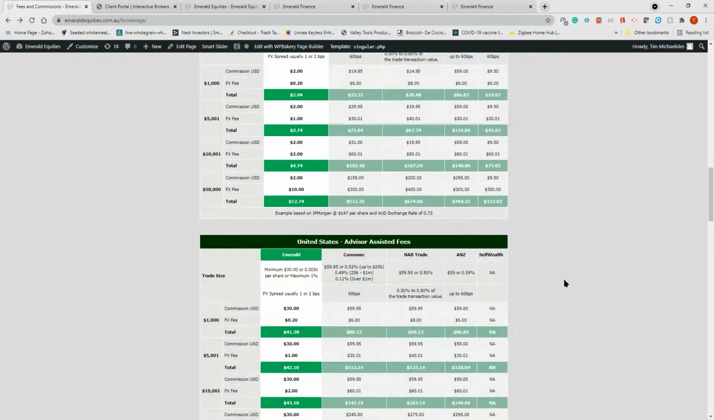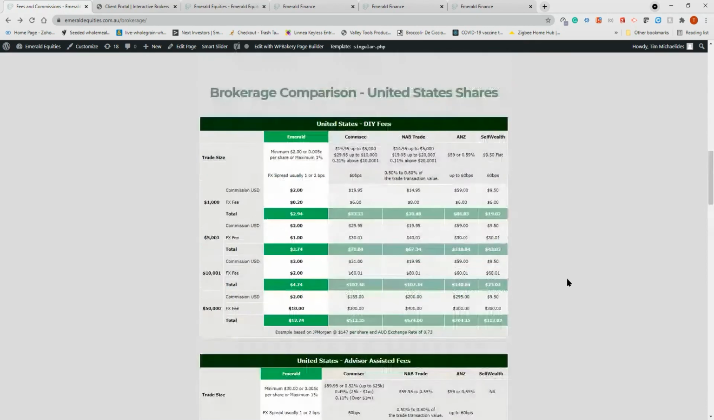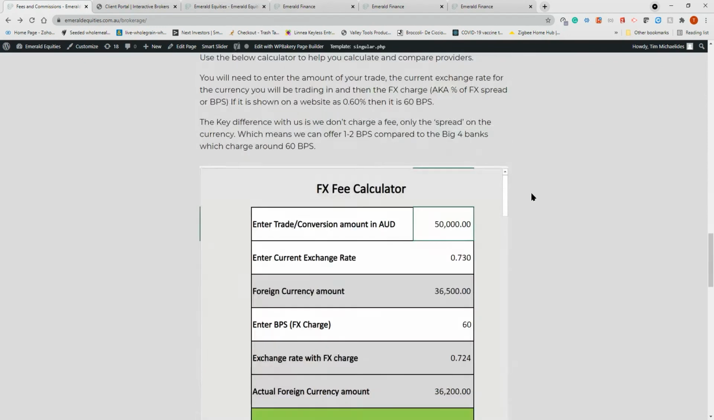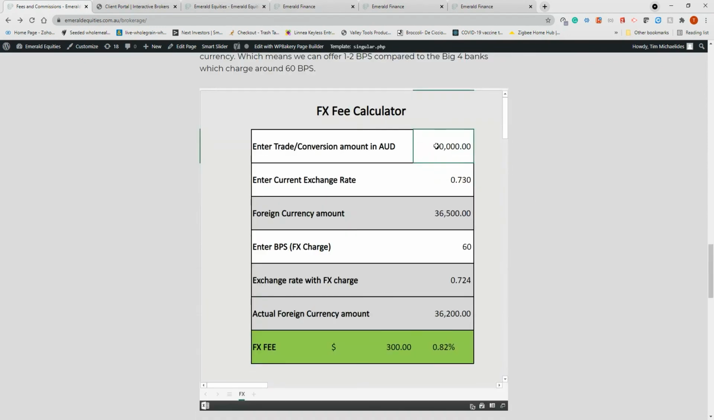Okay. All right. So I just want to explain this BIPS thing a little bit more. We've got a calculator down here that you can use. So let's just say you're going from Australian to USD. I think the current rate's a little bit lower than this now. It might be 0.723. I think I saw it this morning, something around there.